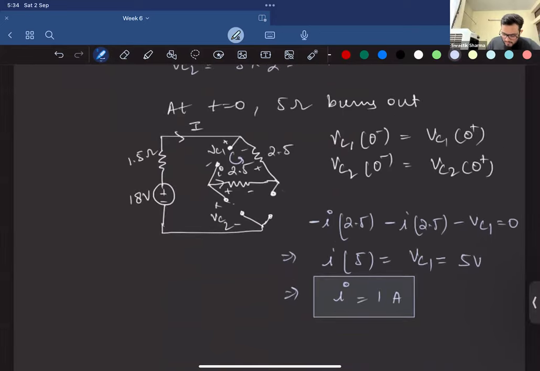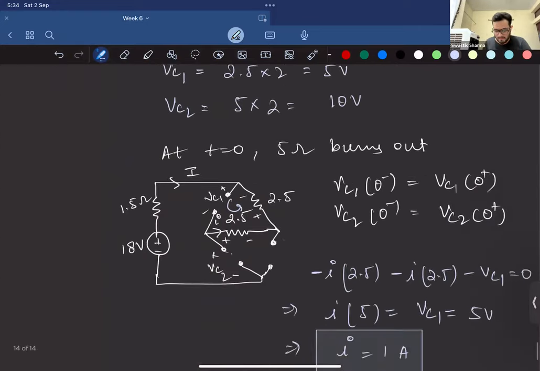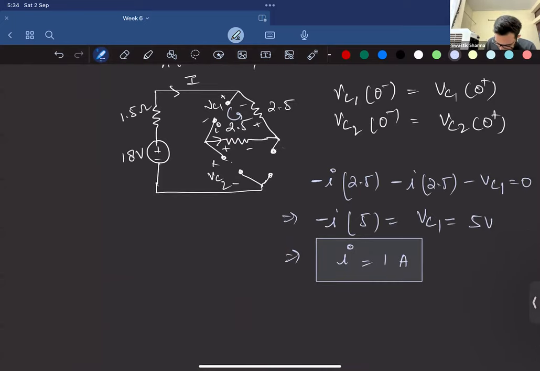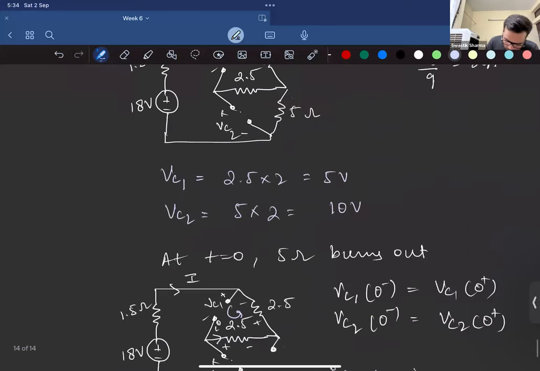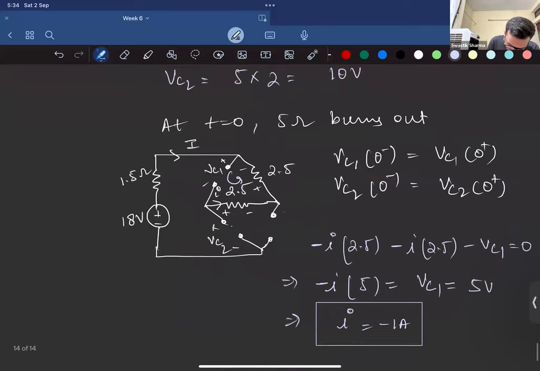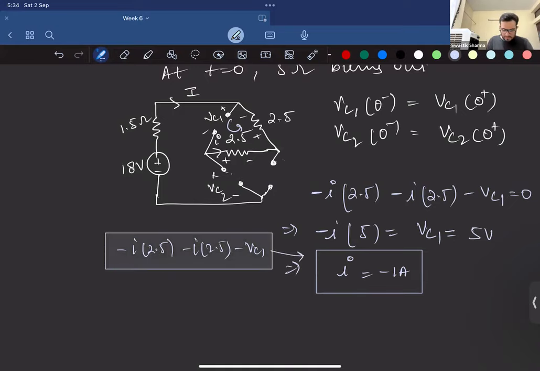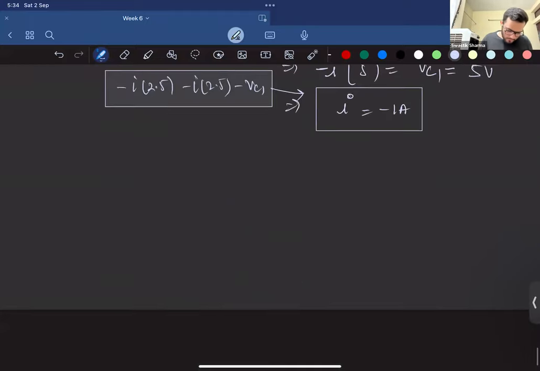Okay. So I made a mistake over here. This would be minus, minus, and then minus VC1, right? You didn't tell. Okay, so that's why I wanted you to solve with me. So I would come out to be minus one ampere, since if you do KVL, this would be minus I into 2.5, minus I into 2.5, and then minus VC1. Just remember. So I would be minus 1 ampere. Great. Let's move on to one more question.